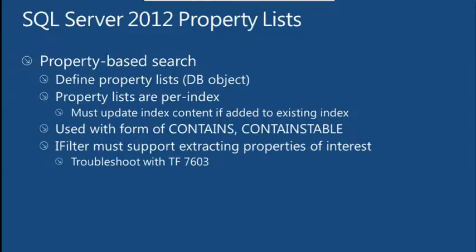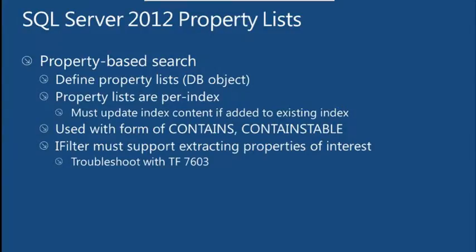Property list. Everybody knows what a property list is now. Property lists are used in contains and contains table. The iFilter must support the properties that you want to get out of the property list. Unfortunately, the Office filters for Office 2007 documents do not support property lists. However, the Office 2010 documents and the PDF filter do. So if you want to use property lists, your best bet is to install the Office filters for 2010 and then search over docx files. Everybody good with that one so far?